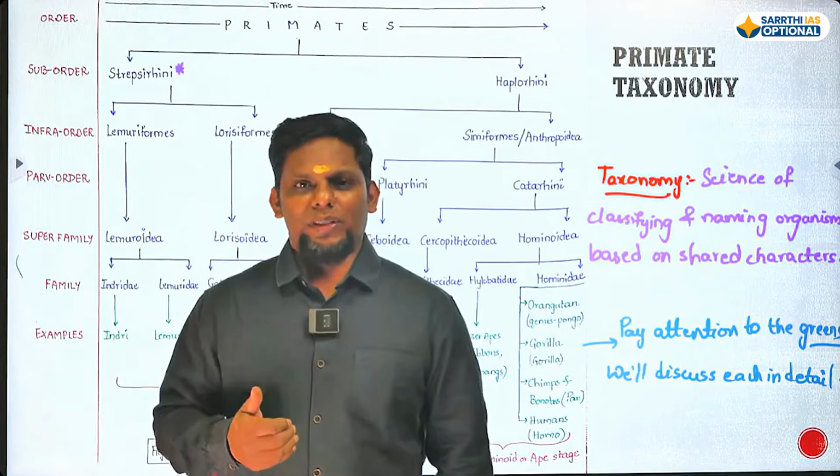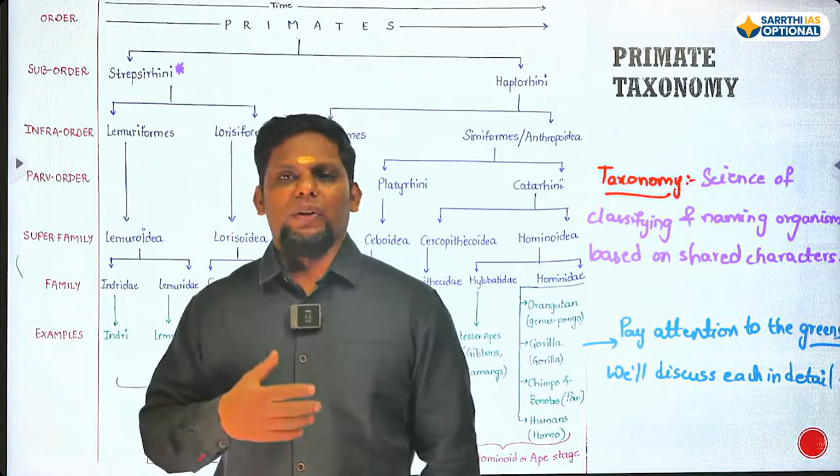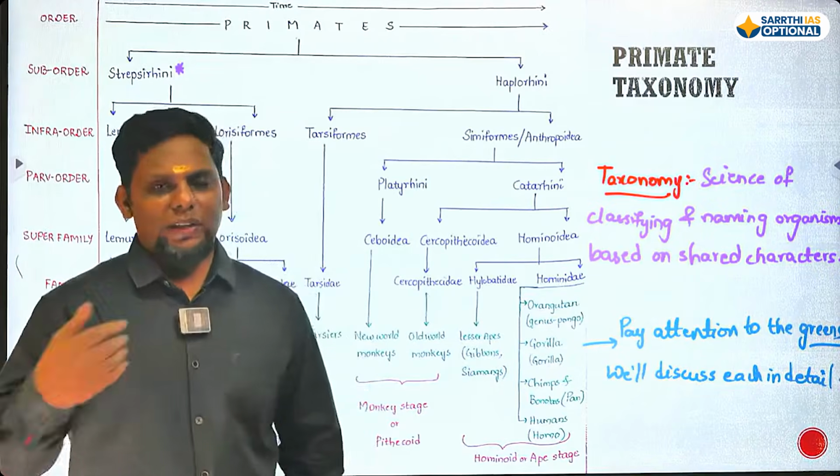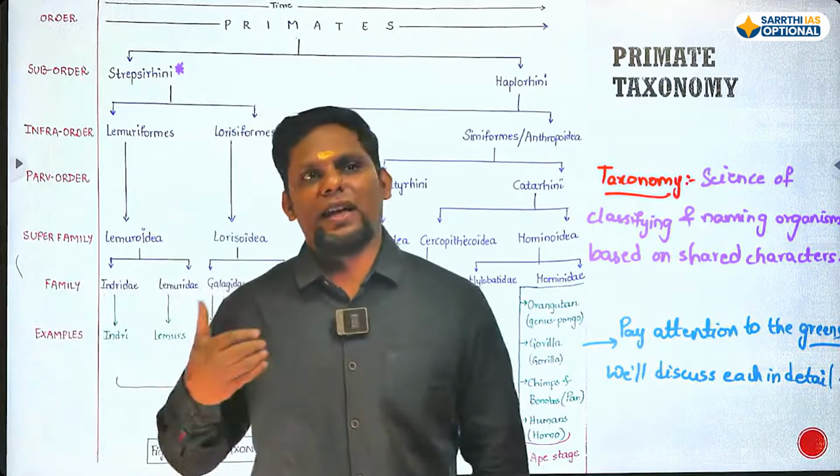Now under this Hominidae, which is basically your ape family, what do you see? In the great ape family, what do you see here? You have the orangutan, which is the Pongo family. The gorilla, the gorilla family. And you have the chimpanzee and bonobo.